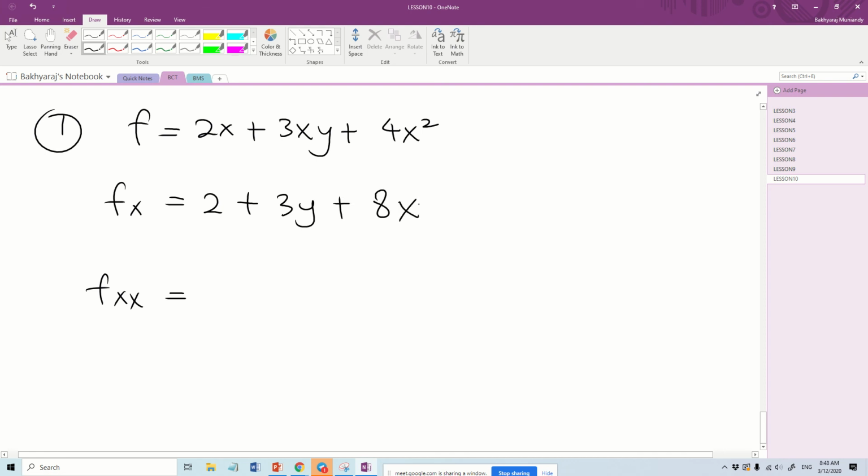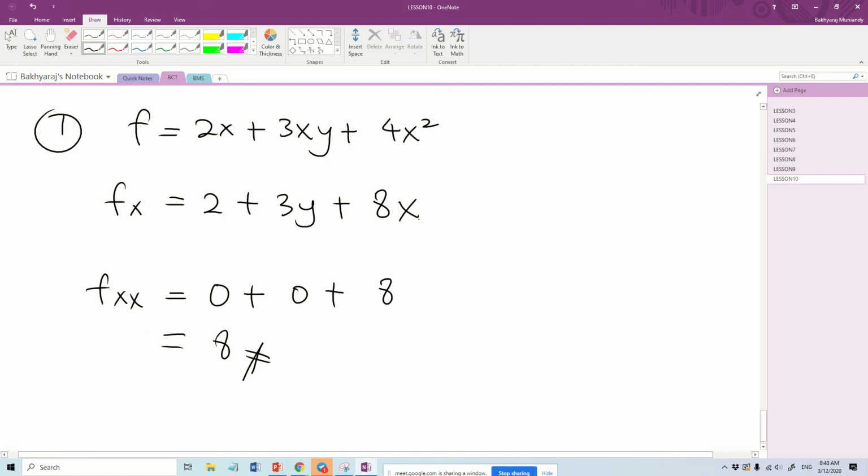Okay, you get 8x. Now this again I want to differentiate with respect to x, meaning that I'm going to differentiate again for x. So differentiate again to x becomes what? So you get 0 plus 0 plus 8. So your second-order function fxx is equal to 8 only. So you get the answer 8, only 8.